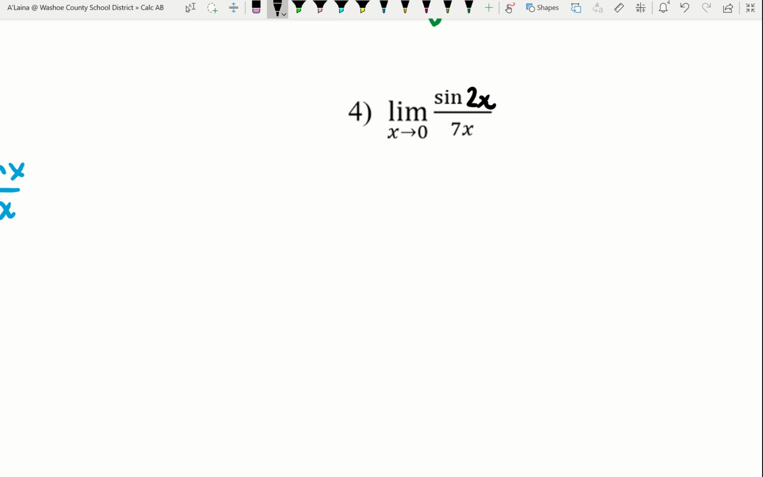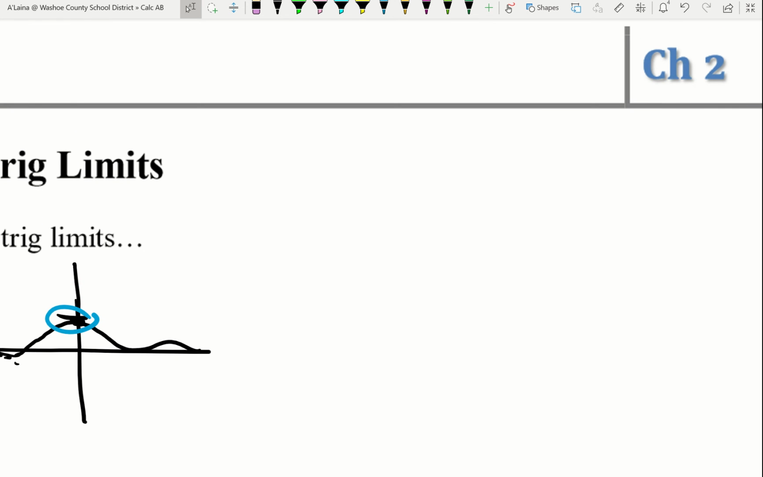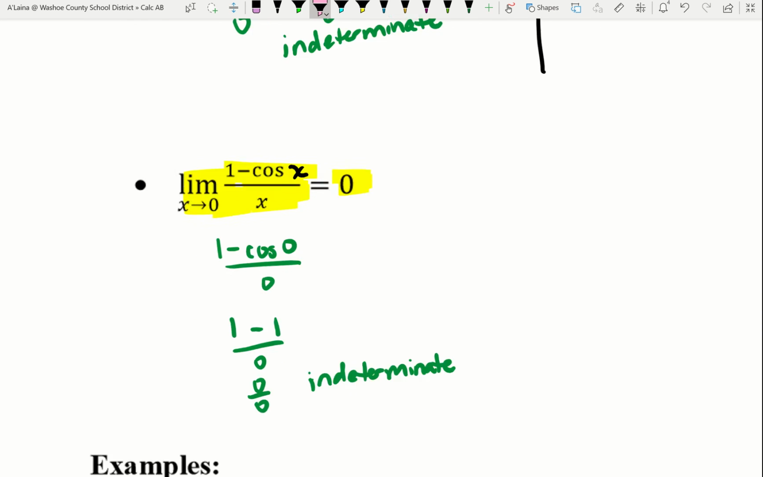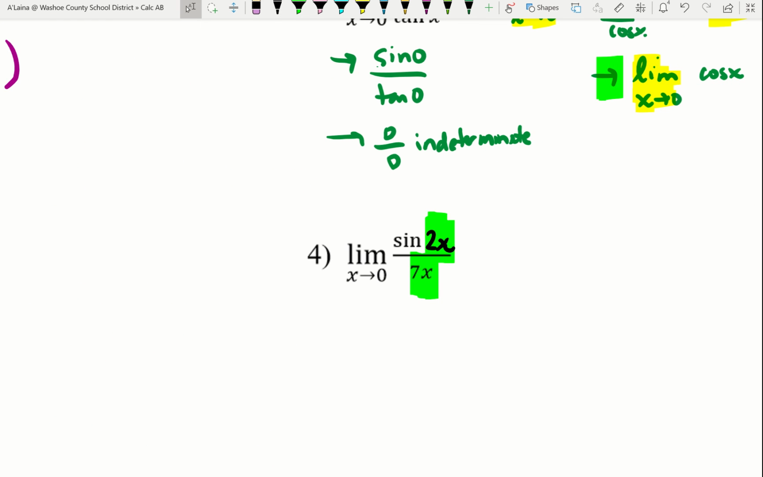Okay, so if this 2x and this 7x actually were the exact same constant, like if it were 2x and 2x, then it would still apply to this limit. Basically, when we're looking at this special trig limit, whatever the argument is must also be the denominator. So if they were both 2x over 2x, I wouldn't have to do any extra work with this. It would just equal 1.